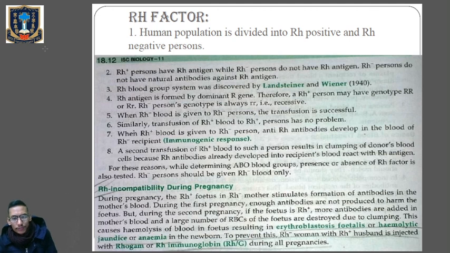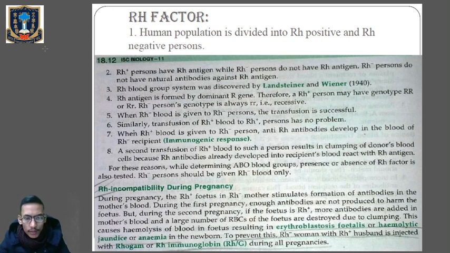Okay, now Rh antigen is formed by the dominant R gene, therefore the Rh positive persons may have genotype dominant RR, which is homozygous, or it might be heterozygous, capital R, small r. And those who are Rh negative have the recessive genotype, that is small r small r, which is homozygous. So when Rh negative blood is given to Rh negative persons, the transfusion will be successful. And similarly, when Rh positive blood is given to an Rh positive recipient, then the transfusion will be successful. There will be no problem.